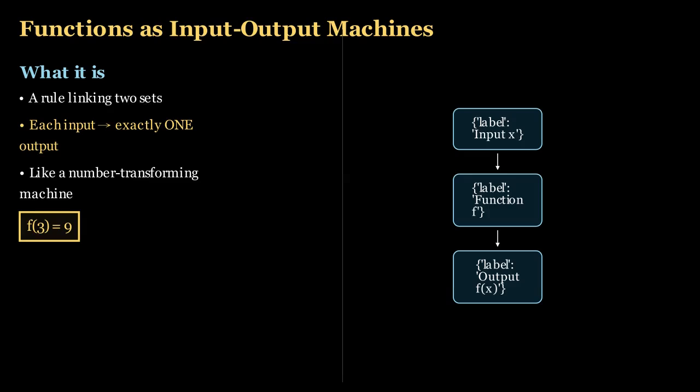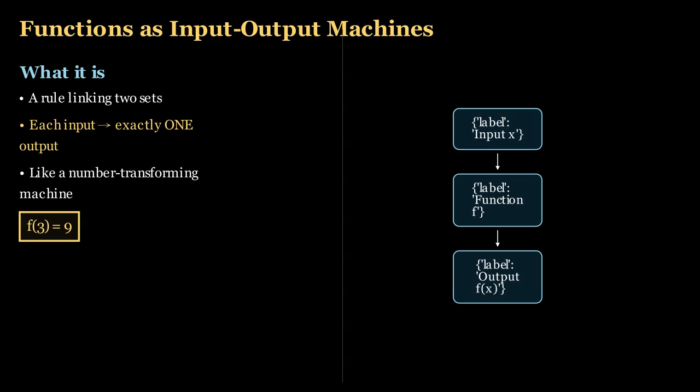You can't put in the number 5 and sometimes get 10 and other times get 12. It's a consistent, predictable machine. We often give the machine a name, like f, and we write f(x) to mean the output when the input is x. Why build such a machine?